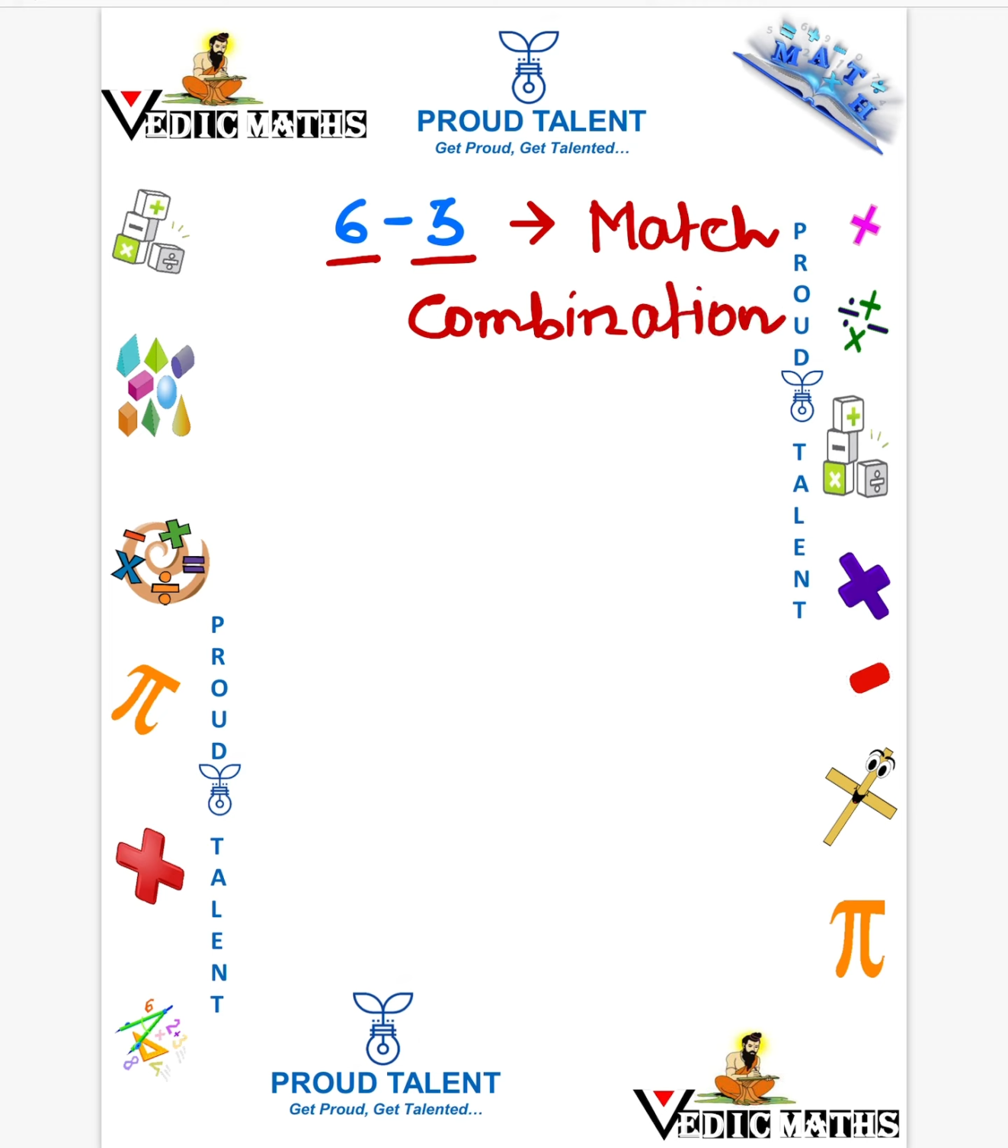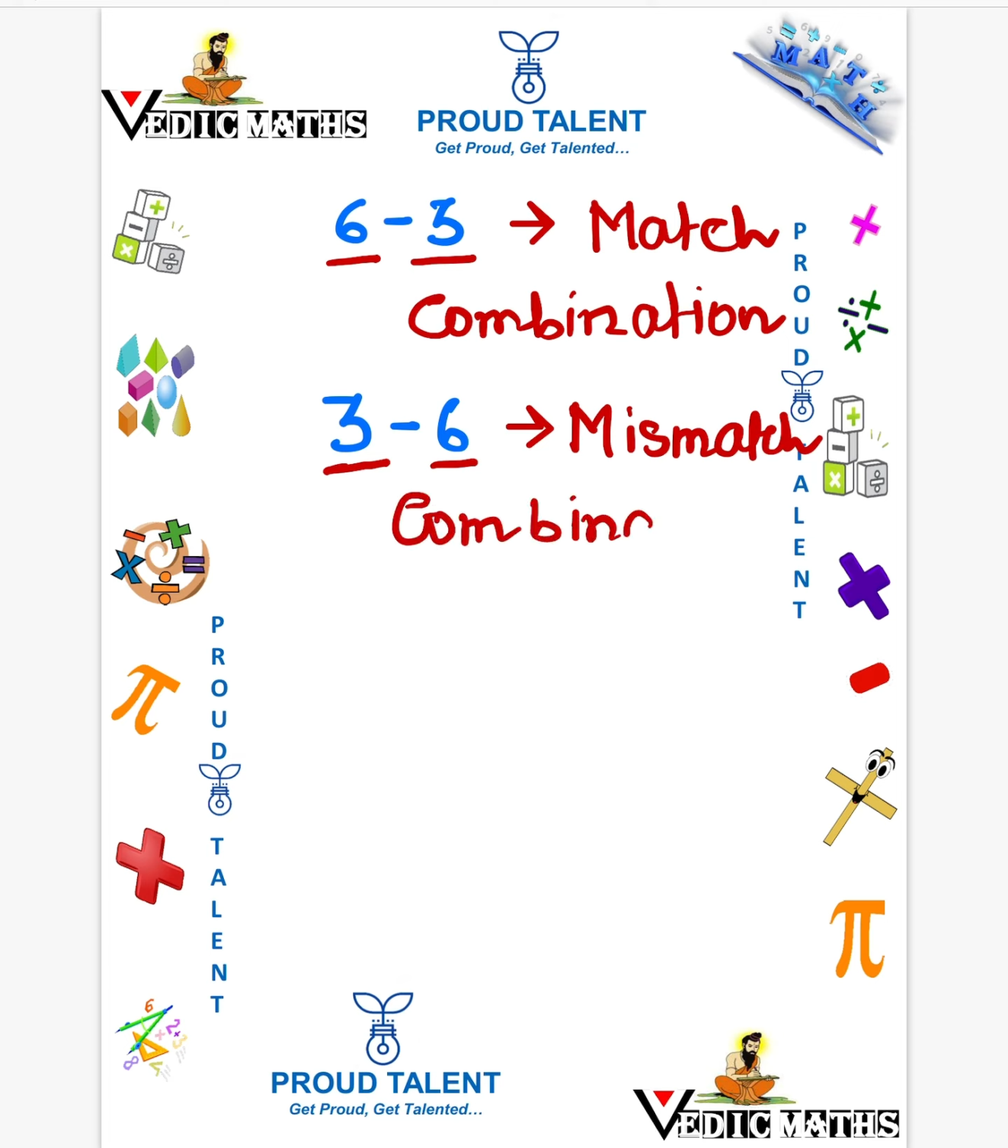Now the opposite: if I want to subtract 6 from 3, you can see that a small digit is there and a big digit is there. This kind of subtraction we call a mismatch combination. Clear? So two types of combinations are there, one is match combination, another is mismatch combination.